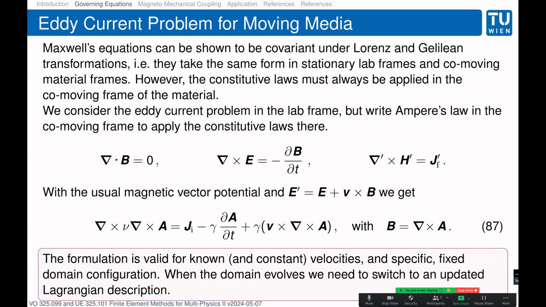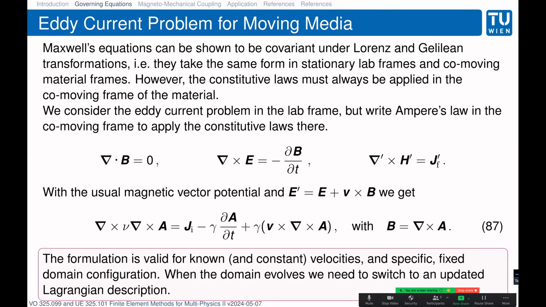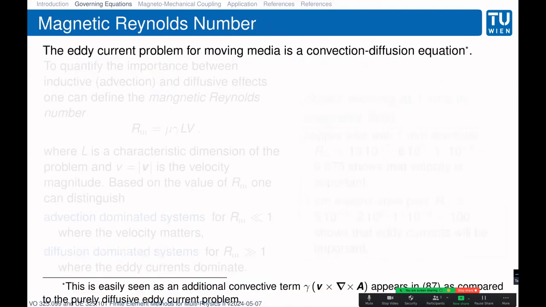Okay, so let's look into, so to say, the importance of the velocity effect. And one way to quantify this is the so-called magnetic Reynolds number. We have seen beforehand, we go back to the equation, we have now with the velocity term a sort of convective term in the equation. So beforehand it was purely diffusive with a single time derivative, and now we also have a convective term in the equation. So even the stationary problem without time derivatives becomes a convection diffusion equation.